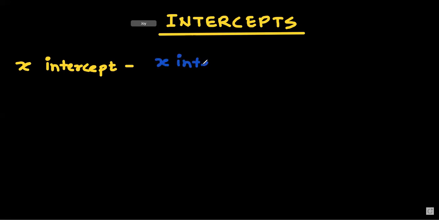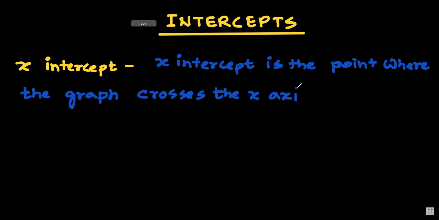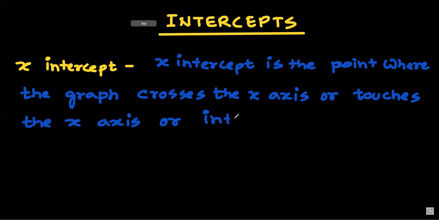X-intercept is the point where the graph crosses the x-axis, or touches the x-axis, or intersecting the x-axis.